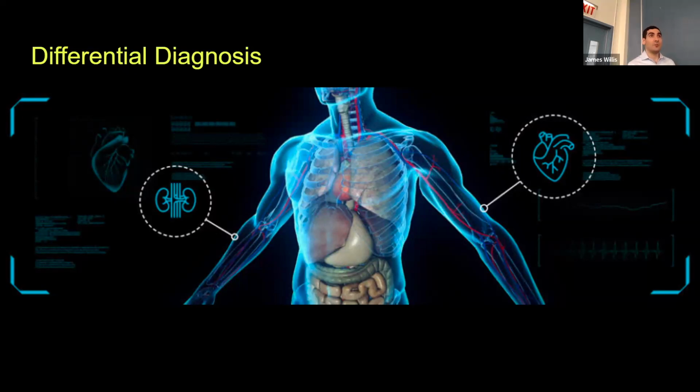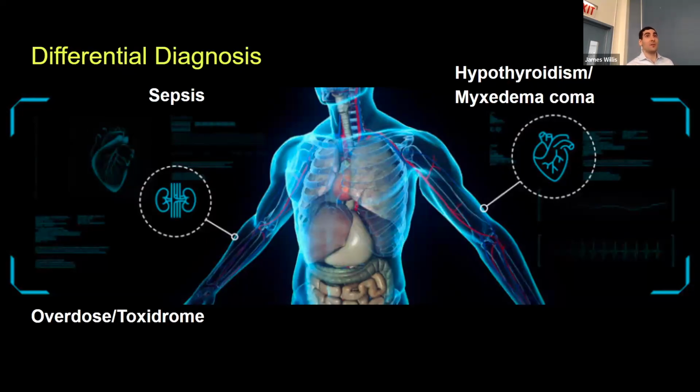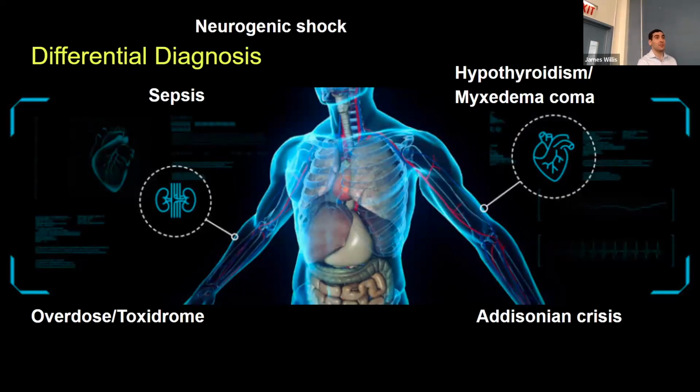DKA, love it, right? He's hyperglycemic. HHS, he's altered. MI, love it. Electrolyte derangements, which one specifically? Hyperkalemia. I'm going to start bringing them up. Sepsis, right? With decompensated shock, overdose, toxidrome was said. Could it be a hypothyroid or myxedema coma, some kind of endocrinopathy at play? An Addisonian crisis. Neurogenic shock, one we don't probably typically think about, but we'll discuss more later.